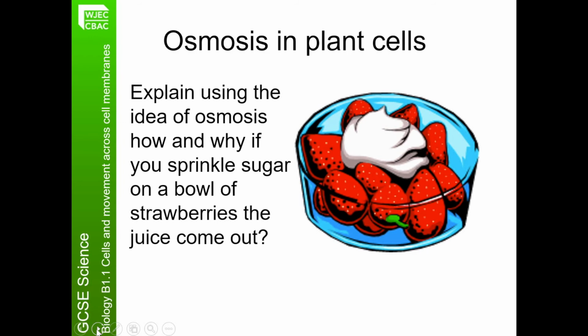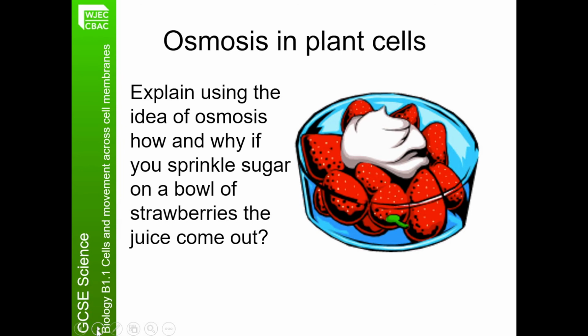Well, if we put sugar outside the strawberry, then that means that the concentration of water is higher inside the sap vacuoles of the strawberry cells than outside, because there's no water in the bowl, it's just sugar. So the water is going to leave the vacuoles of the strawberry cells by osmosis, going from where it's in high concentration of water molecules inside the sap vacuoles to where it's low water concentration outside the strawberries.